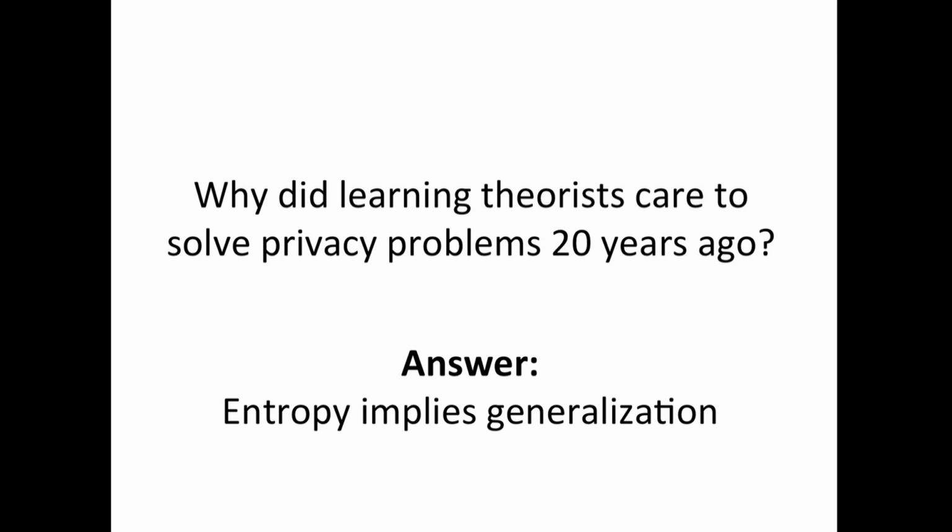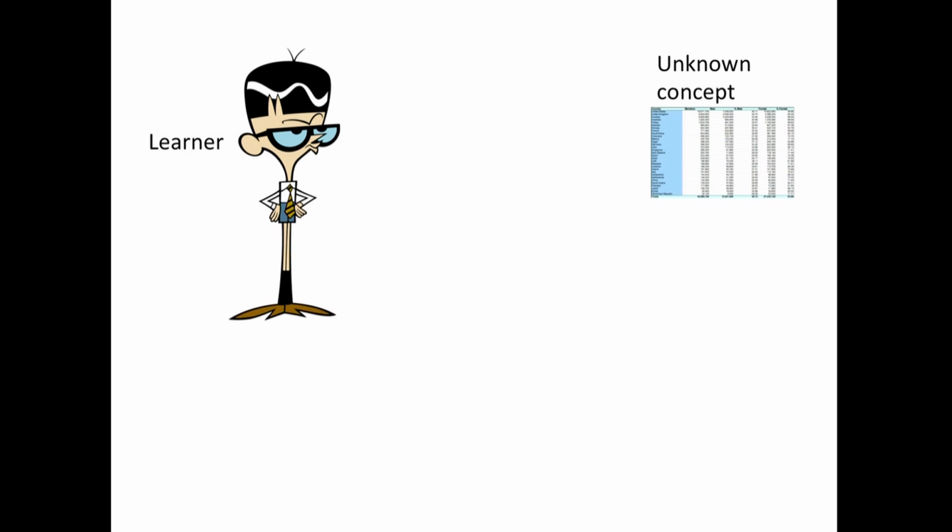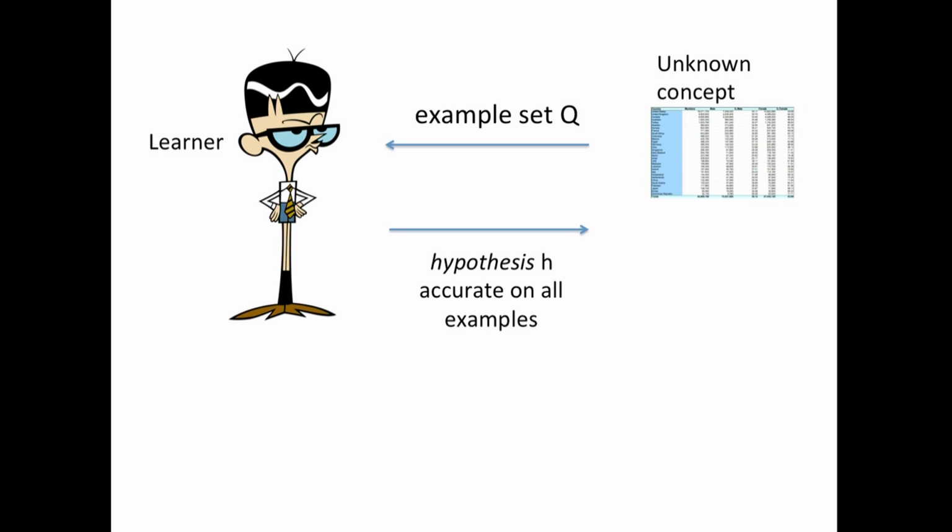Okay, and to tell you what I mean by that, let me just on a high level give you the model that you have in learning theory. There you have a learner who tries to learn an unknown concept. Okay, so very broadly defined, an unknown concept. And the only thing he sees about the concept are labeled examples. Okay? So he sees some set of labeled examples, Q, and only given these examples, Q, he wants to find a hypothesis that is accurate on all the examples that he saw.